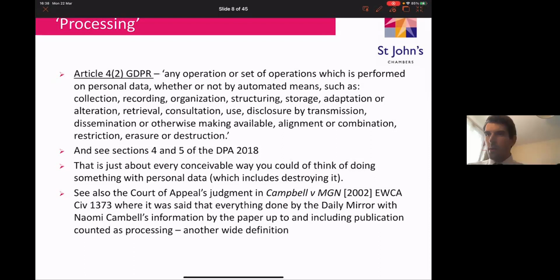If you see at the end of the definition in 4.2 of the GDPR of that personal data, it seems to me is consistent with what the Court of Appeal was saying as long ago as 2002 in the Campbell and MGN case about Naomi's story as it was published in the Mirror about her drug addiction or alleged drug addiction. And the Court of Appeal said that everything in fact done by the Mirror up to and including publication counted as processing of Naomi Campbell's data.